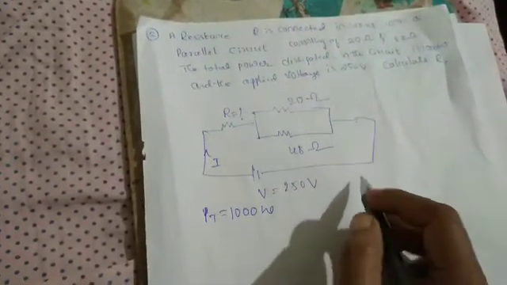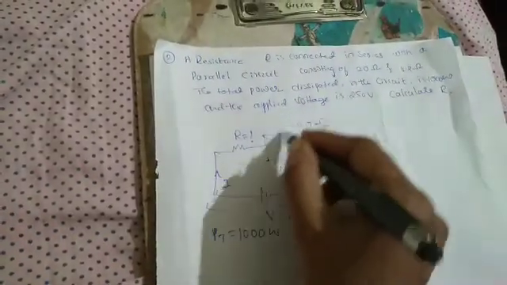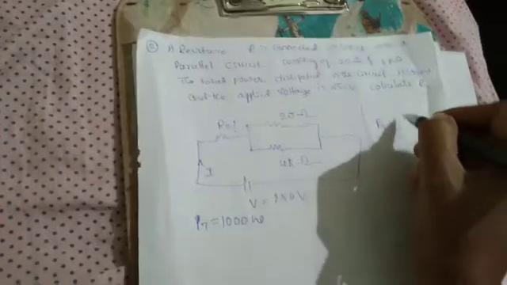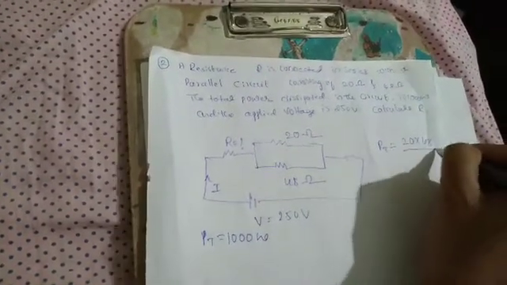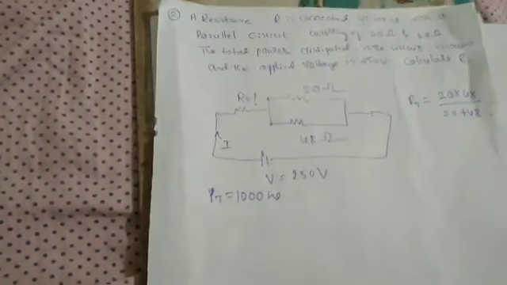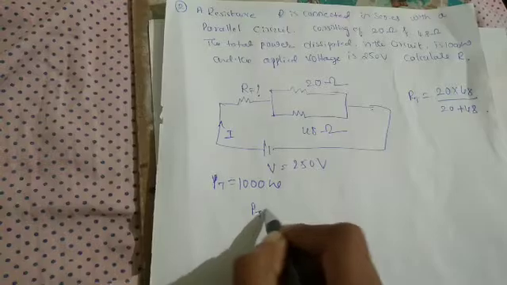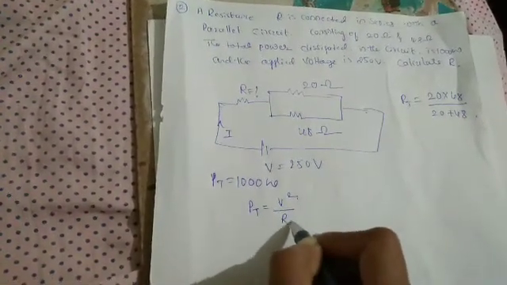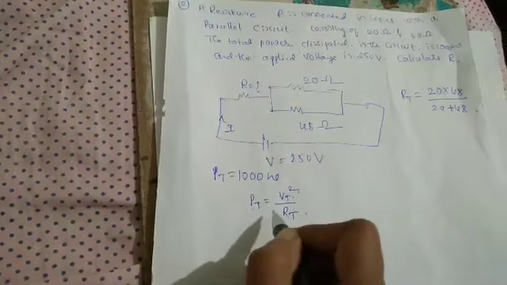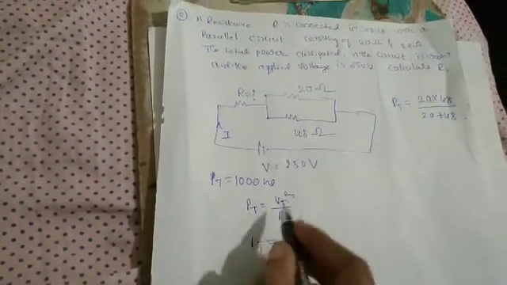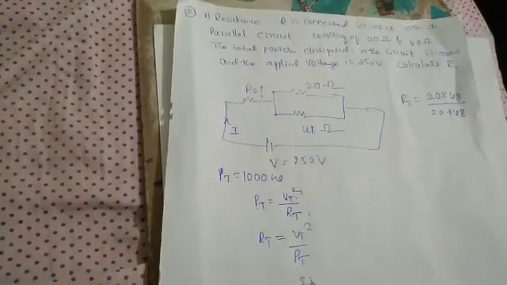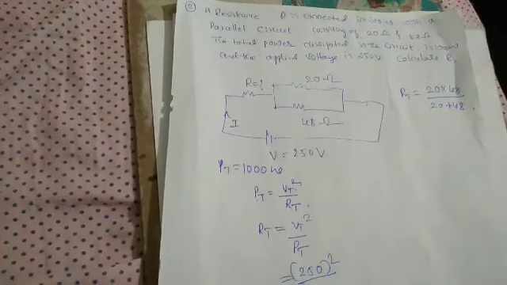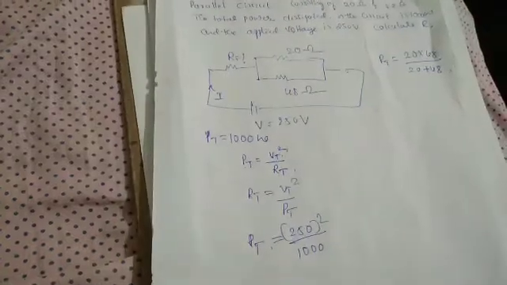Calculate R. First find the total resistance for this circuit. If two resistances are connected in parallel, it is 20 into 48 divided by 20 plus 48, that is R1 into R2 divided by R1 plus R2. Now using the power equation, PT is equal to V square by RT. So the total resistance is VT square divided by power, that is 250 square divided by 1000 watts. It is nothing but the total resistance of the electric circuit.